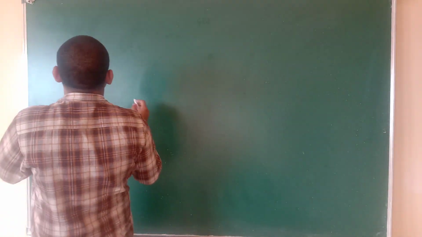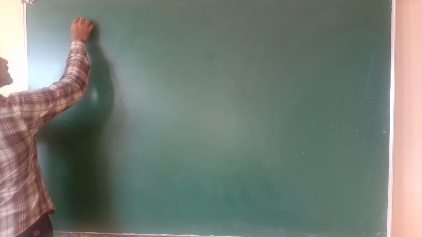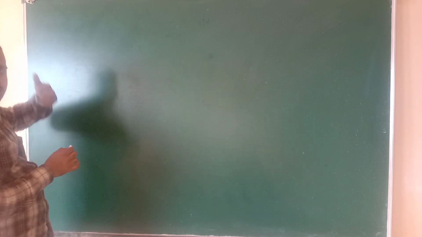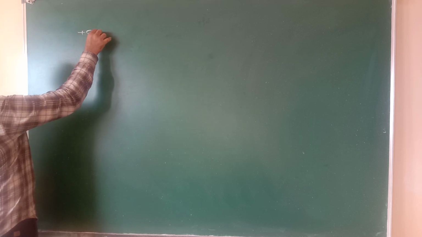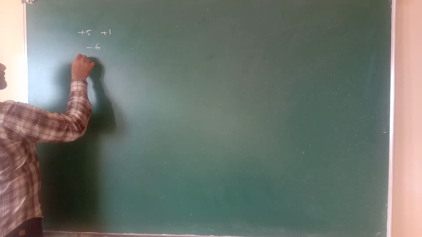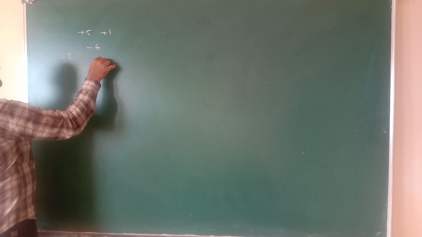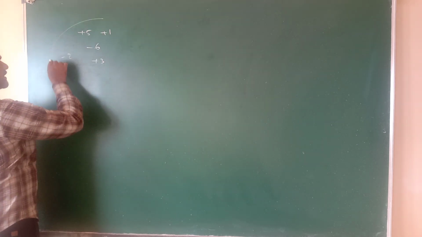Charge is an additive property. Additive property means charge is a scalar quantity, so we can add it easily. Directly we can add plus 5 coulomb, plus 1 coulomb, plus 6 coulomb, minus 6 coulomb, minus 2 coulomb, plus 3 coulomb. Combined, add them here.